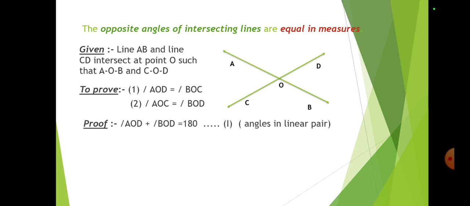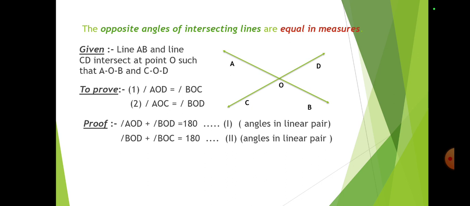Now from the above we are going to prove. In the proof, firstly we are going to use a principle: angles in a linear pair are added, we get 180 degrees. So angle AOD plus angle BOD is equal to 180 degrees as they are angles in a linear pair. This is the first statement, so we wrote 1 here, and then we are going to write down another pair, which is angle BOD plus angle BOC is equal to 180 degrees.